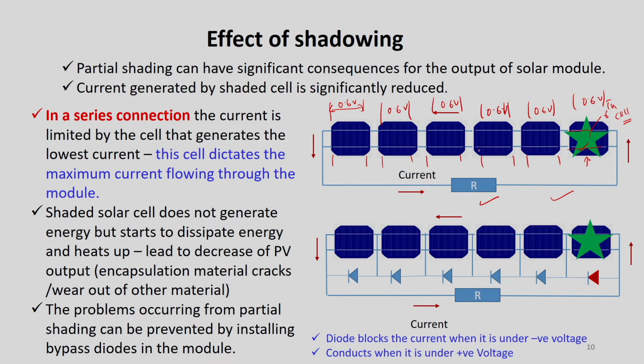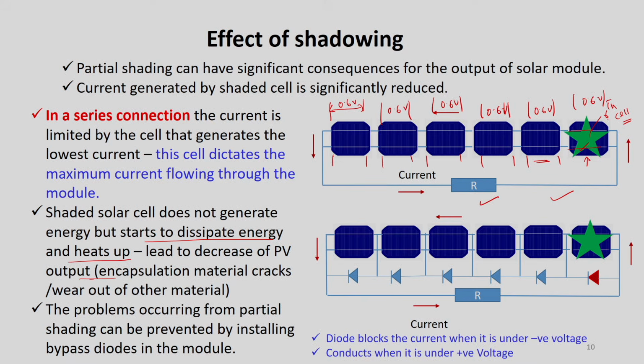Here current generation will continue, but here no current will be generated. So, it will act like a reverse bias system, right. The bias voltage on these cells will be very, very high. Because of this reason, these problems arise: heating up and dissipation of energy.